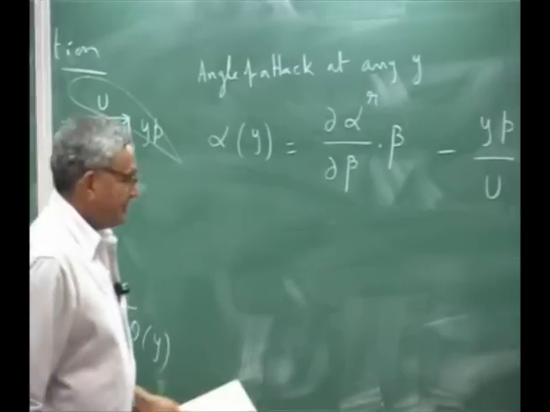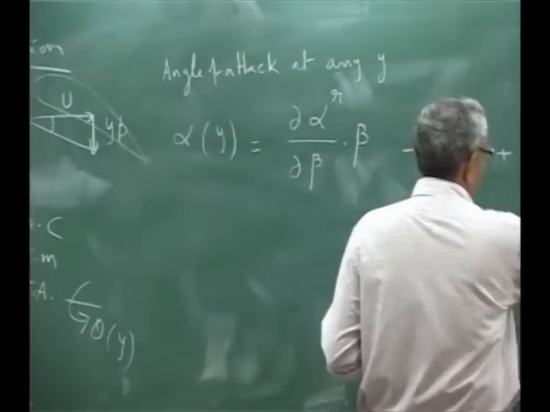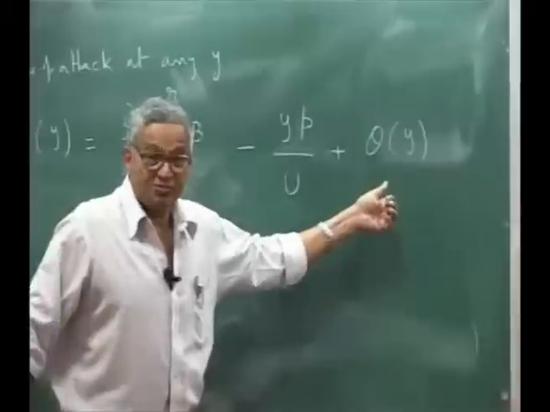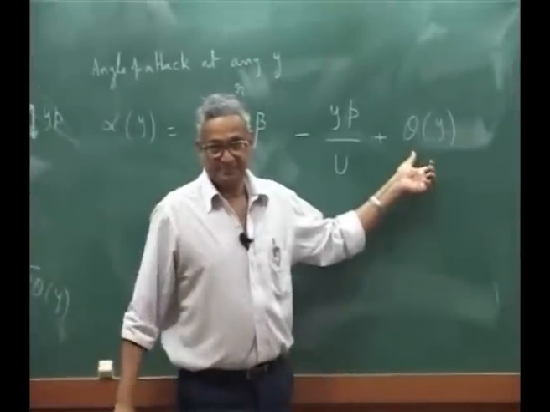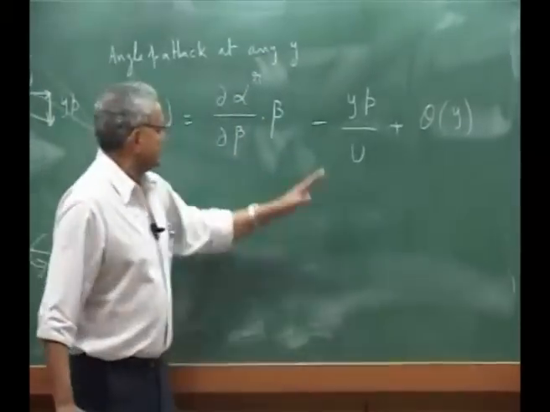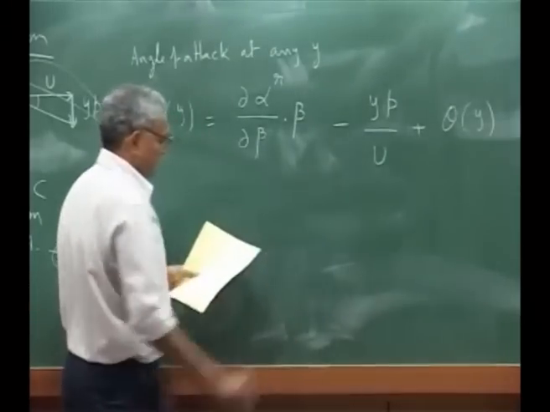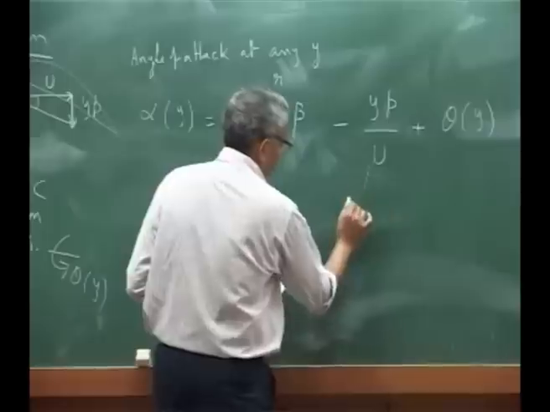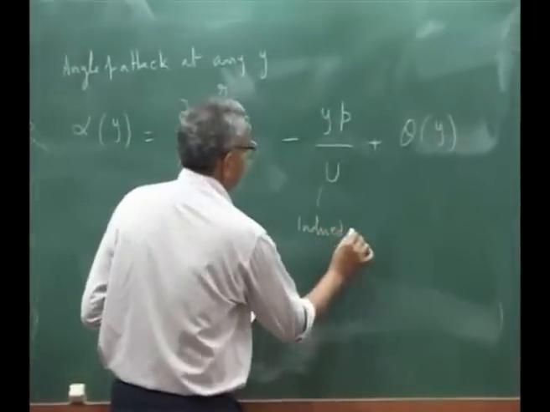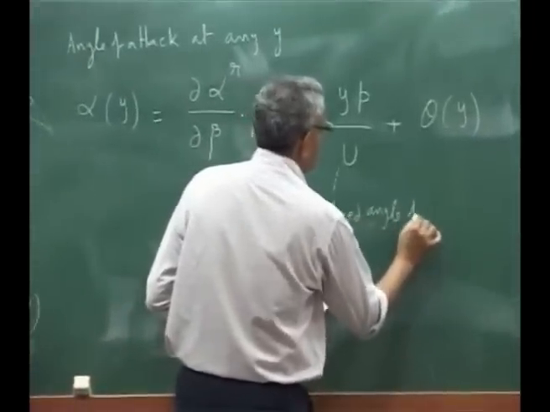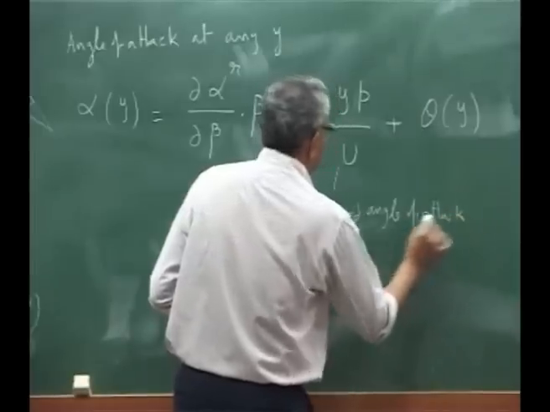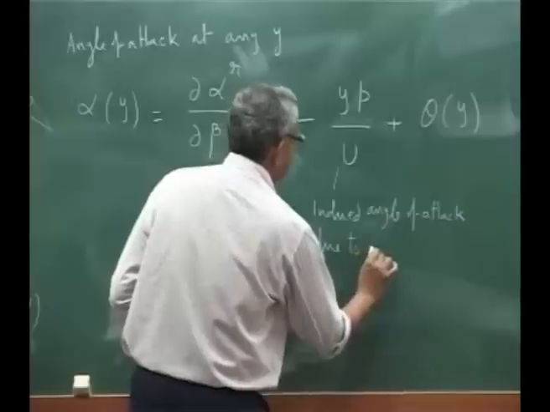And then you have the twist, elastic twist. Please understand, this is for only anti-symmetric lift distribution. Now I have to write my twist equation. But here, please remember this. This is induced angle of attack due to roll rate.